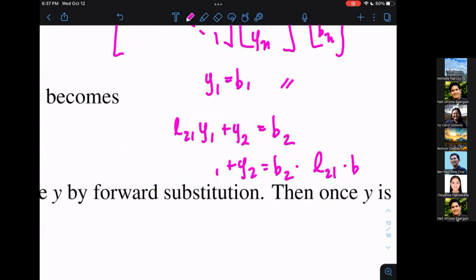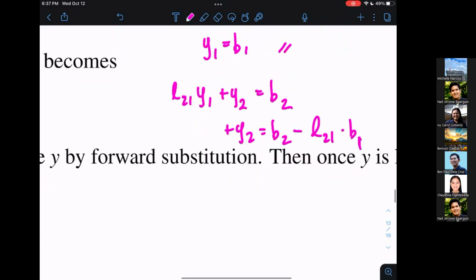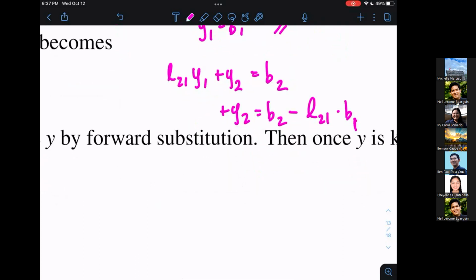Oops, naiwan pala yung minus. So ito na yung value ni b1. Ito na yung value ni y2. And then, susunod, magfa-forward sub ka na naman para dun sa third equation, you will get L31 times y1 plus L32 y2 plus y3 equals b3.